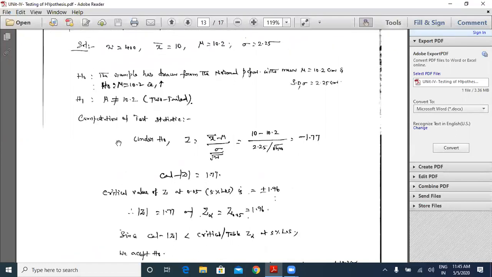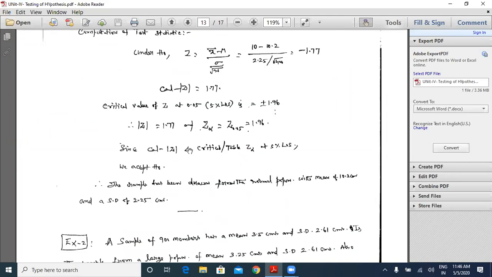Accept H naught means what you are assuming under H naught: the sample has been drawn from the normal population with mean mu 10.2 and SD sigma equal to 2.25. That is the conclusion you have to write here. Therefore, the sample has been drawn from a normal population with a mean of 10.2 centimeters and SD of 2.25 centimeters. So this is the procedure of solving the problem.